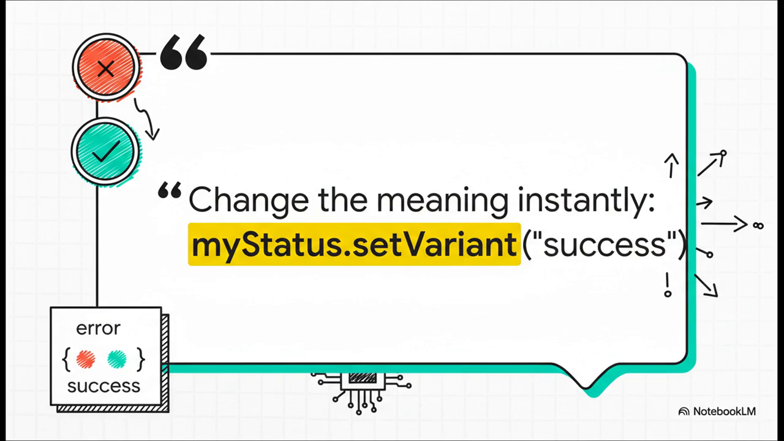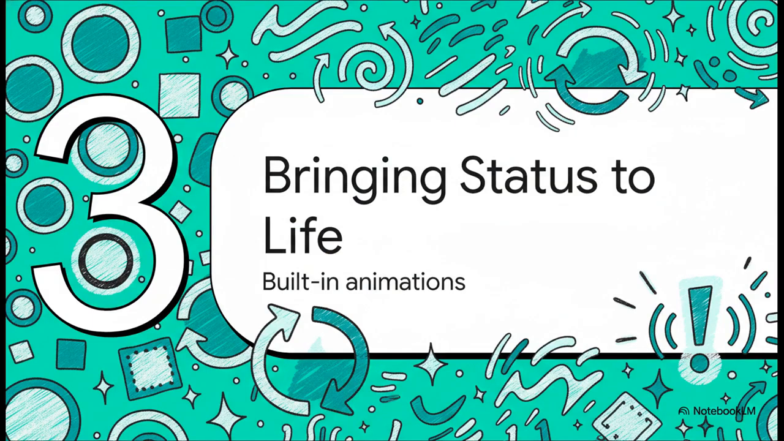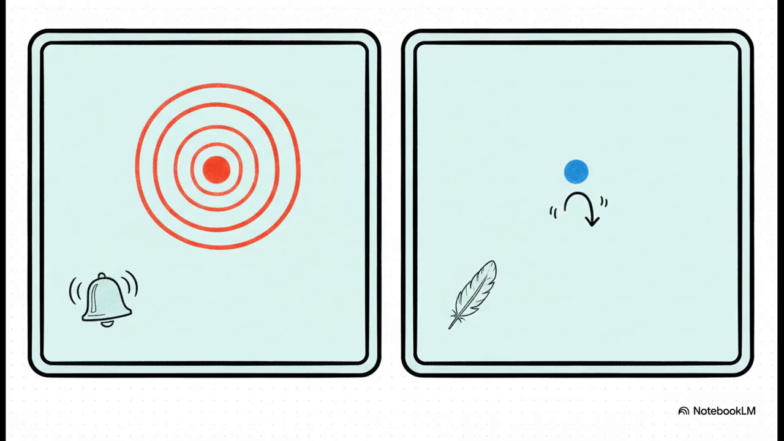It's fantastic. Okay, so we've got size and color down. That's pretty powerful. But what if you have a status that's really important? Something you need the user to see, like, right now. Well, that's where animations come into play. You get two different animations here, and they're designed for different things. First, you have pulse. Think of it like a little heartbeat, an expanding ring. It's perfect for urgent stuff, like, hey, the server just went offline.